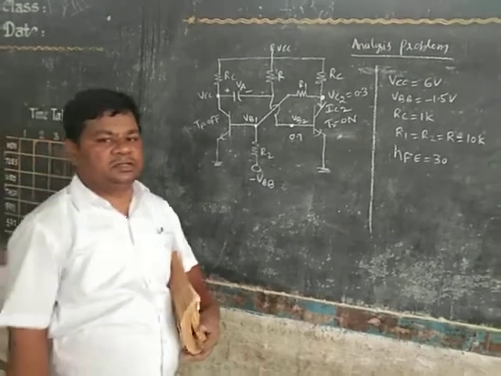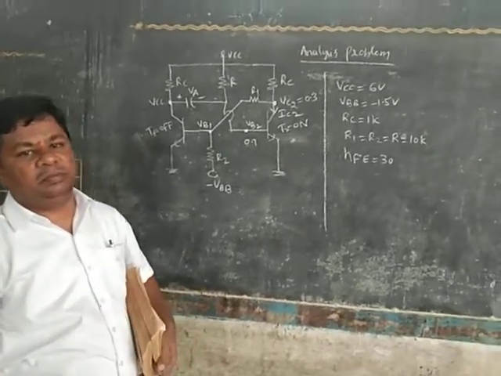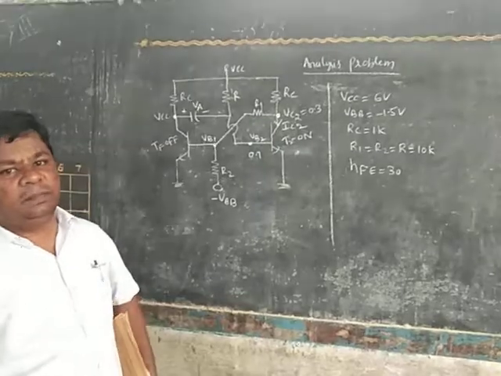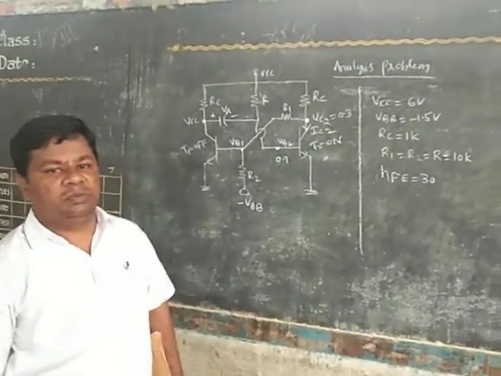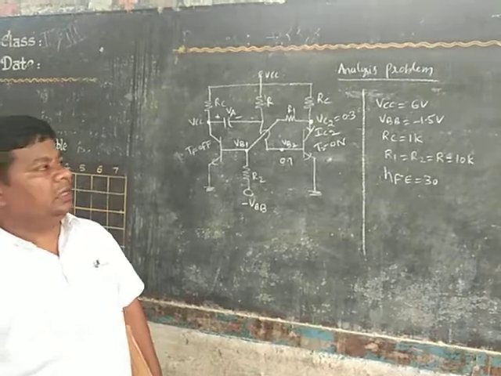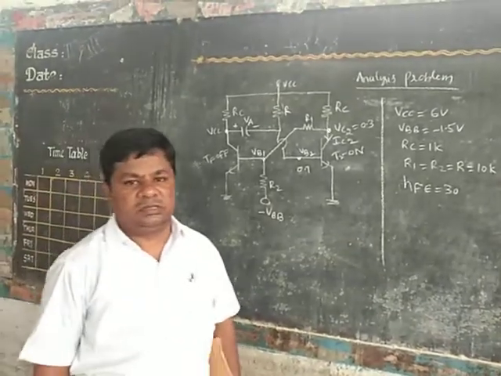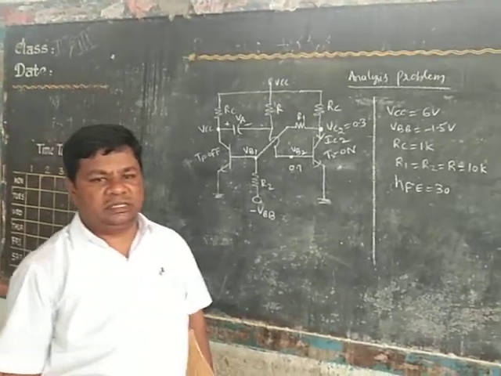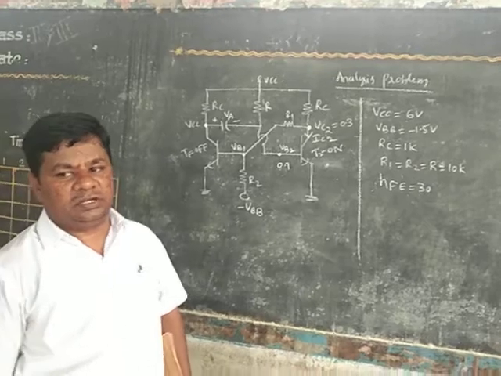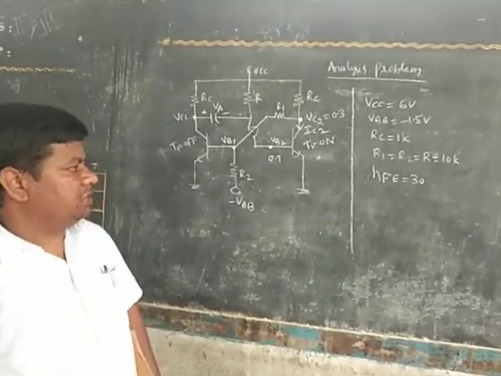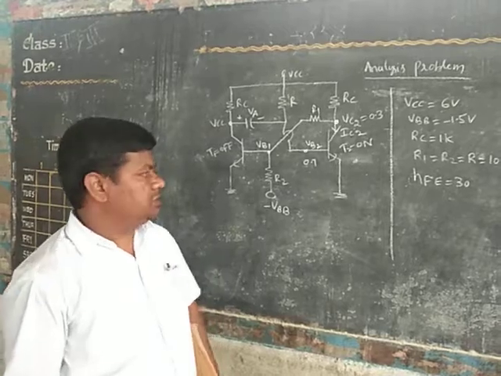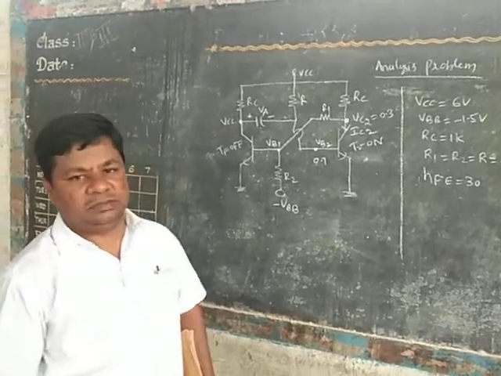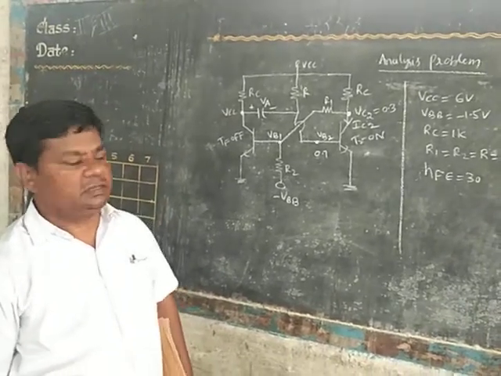Today we are going to discuss an analysis problem on monostable multivibrator circuits. In the previous lecture we discussed how to design a monostable multivibrator circuit. Here in this problem we have to discuss how to analyze the monostable multivibrator circuit. We are given resistor values and some hFE values, and we have to find the currents through the transistor bases and collectors.